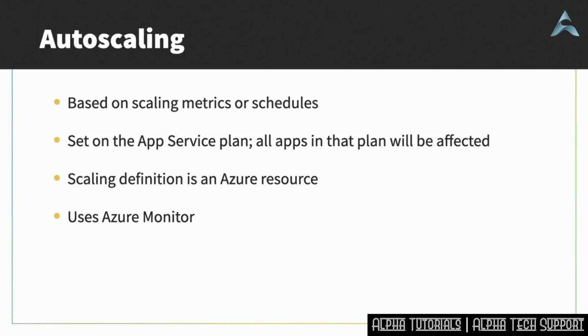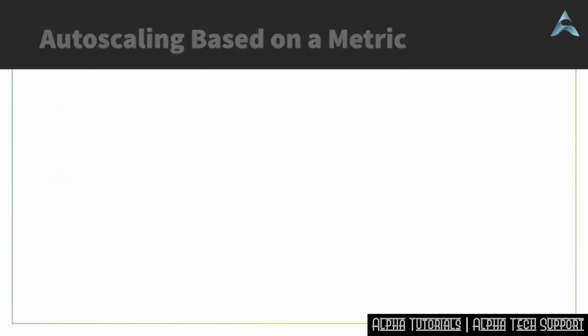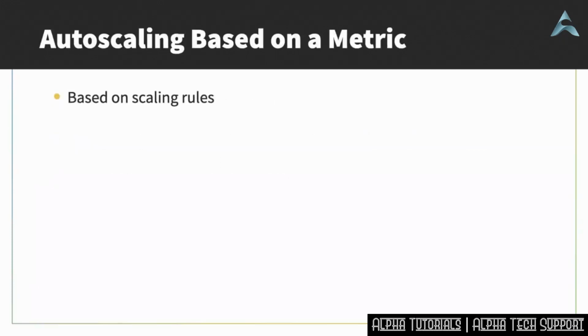Those definitions can be done by the Azure Resource Manager. So you can create a JSON template definition for this and deploy it that way. You can script this if you want, or you can just use the portal to define this. So all of those are options. So let's cover here scaling based on a metric.